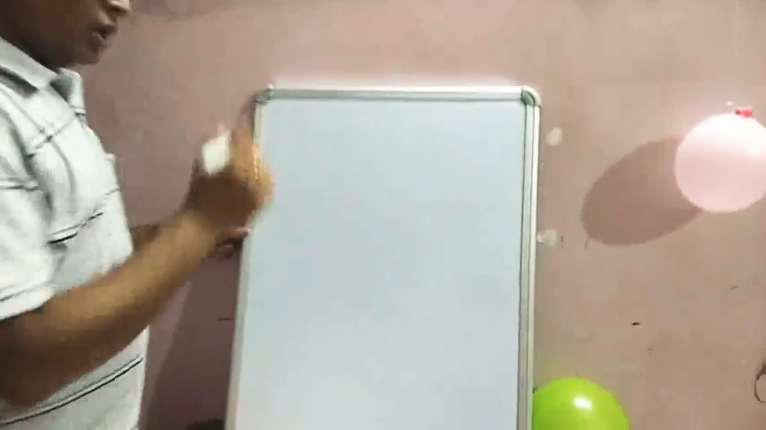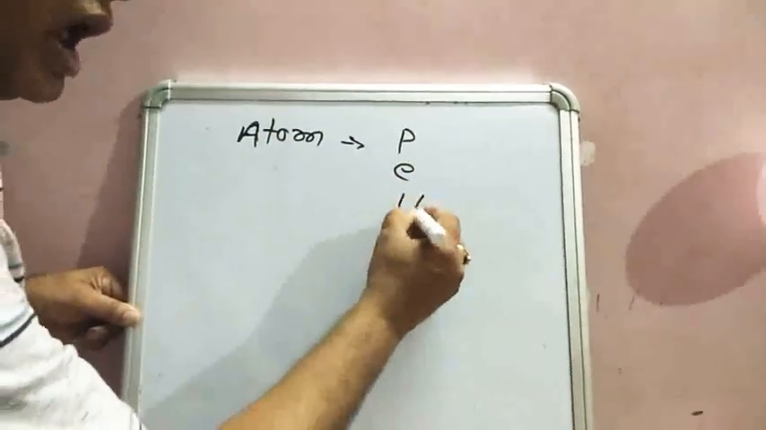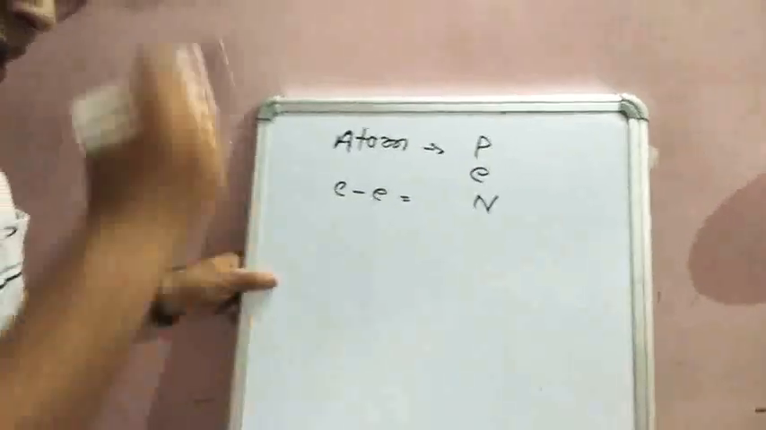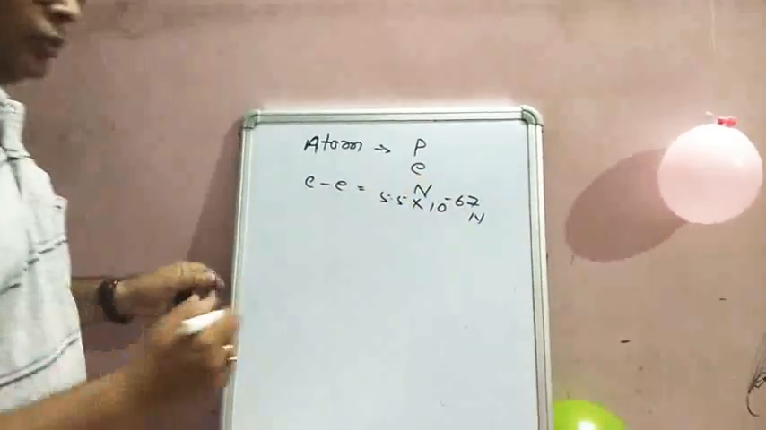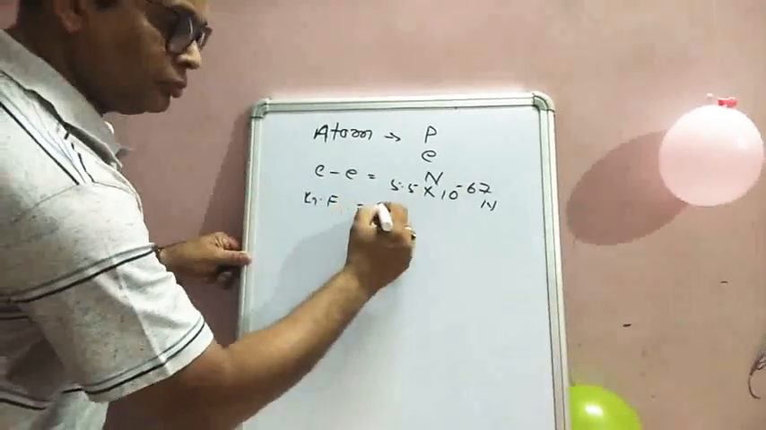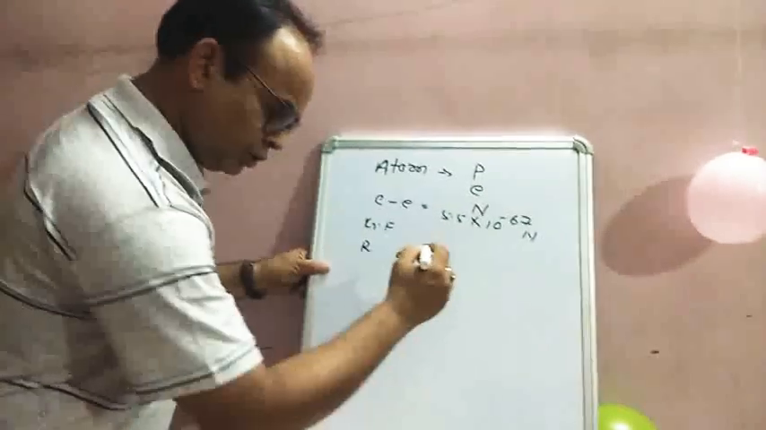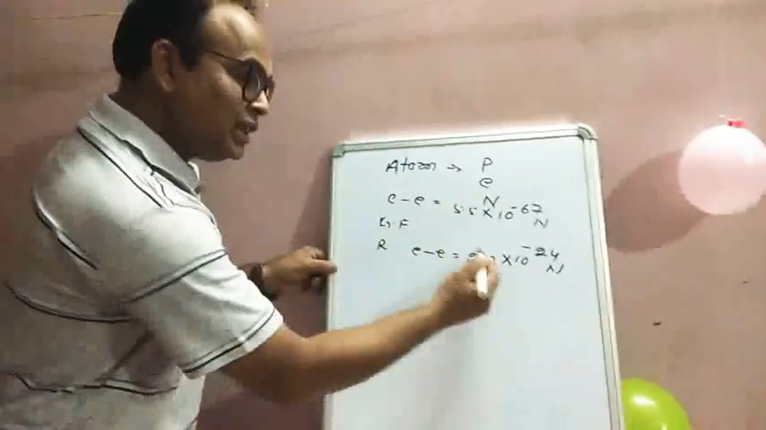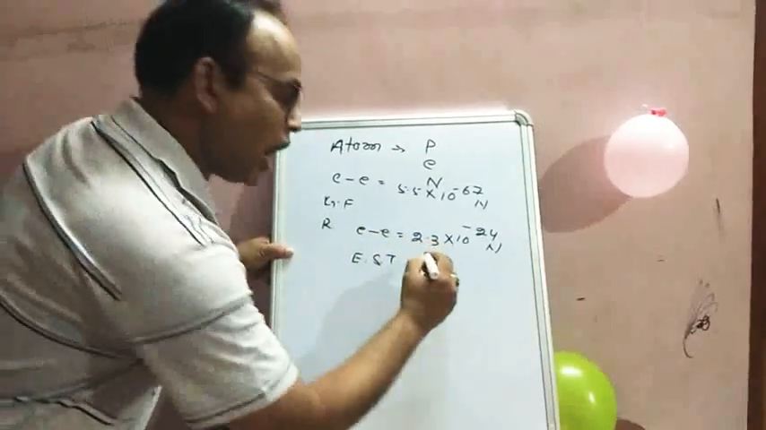Now what is charge? If you go to the atom, it has proton, electron and neutron. It is found that two electrons attract each other by a gravitational force of 5.5 into 10 to the power minus 67 Newton. The same two electrons repel each other by a force of 2.3 into 10 to the power minus 24 Newton. This repulsion is developed due to a force called electrostatic force, due to the charge.